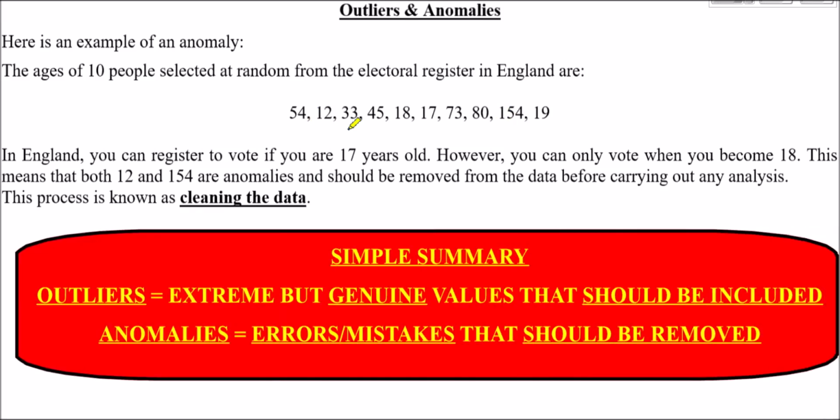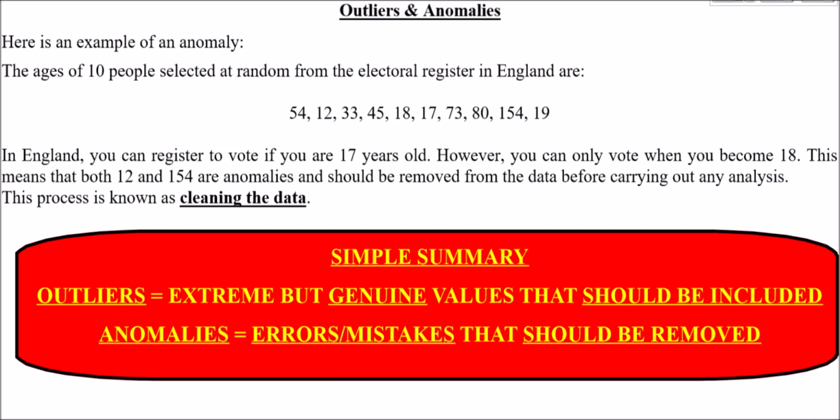So just to reiterate, a simple summary in plain English is an outlier is an extreme but genuine value that should be included, whereas an anomaly is an error or mistake that should be removed. That's the simplest way I can put it to you.